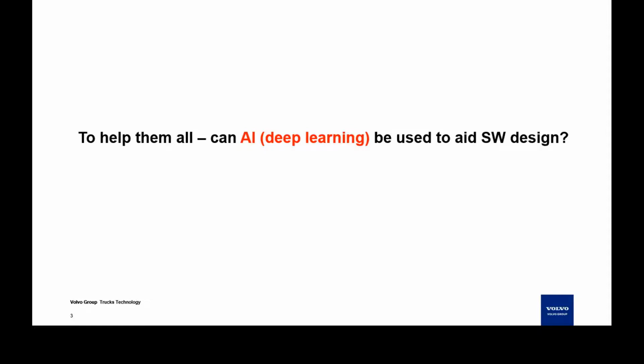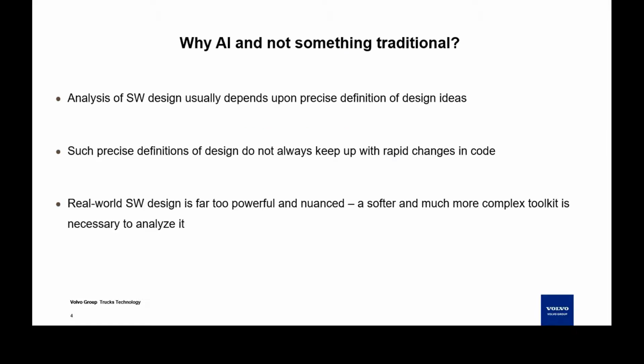Now, whenever such a poser is placed, it's quite fair that the alternative perspective comes up. Why use AI and not something traditional? The study of design and architecture in software engineering is not new. A lot of this has been done for many years, but one thing I have in my head is that in a lot of the classical approaches, a lot of it depends upon precise definitions of design. Now, the very idea of software design is very difficult to define precisely, which means that checking or enforcing it becomes a bigger problem.